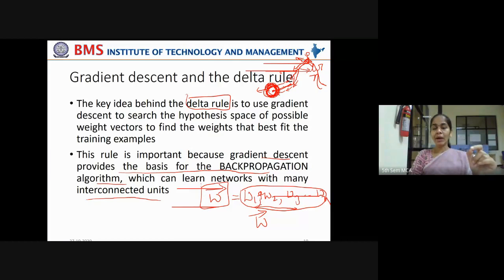Now, to arrive at that target function, they are checking each and every possible weight which reduces the prediction error, and finally arrive at the best accuracy. Got it? Now, this rule is important because it is used in the backpropagation algorithm.